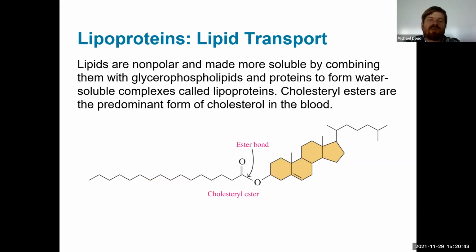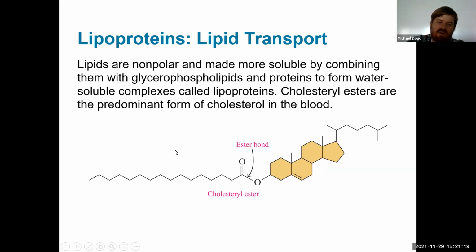Okay, another place where cholesterol is used is in the form of lipoproteins. So you've heard of LDL and HDL, high density lipoproteins and low density lipoproteins. That's what we're looking at here. Cholesterol can actually function as an alcohol in an ester with a fatty acid. And that's what this lipoprotein actually looks like here. So this is what's known as a cholesterol ester. And this is how it mostly functions in the blood.